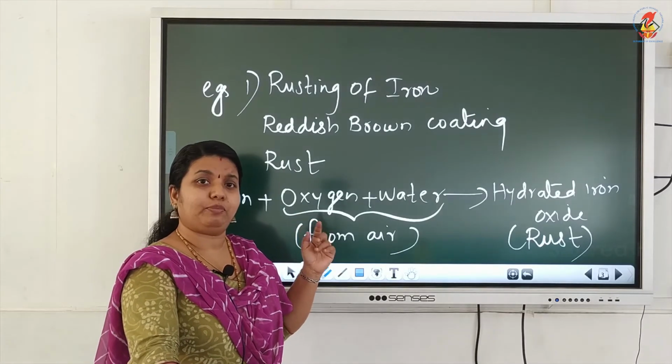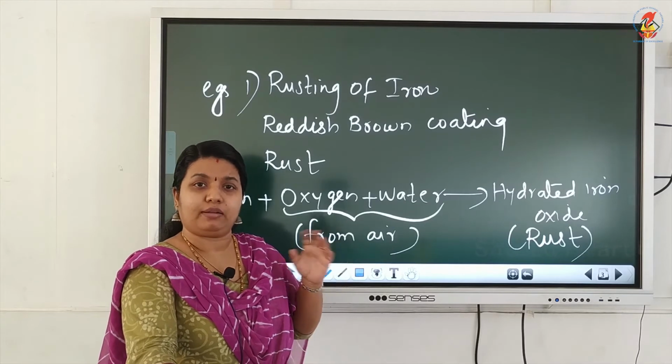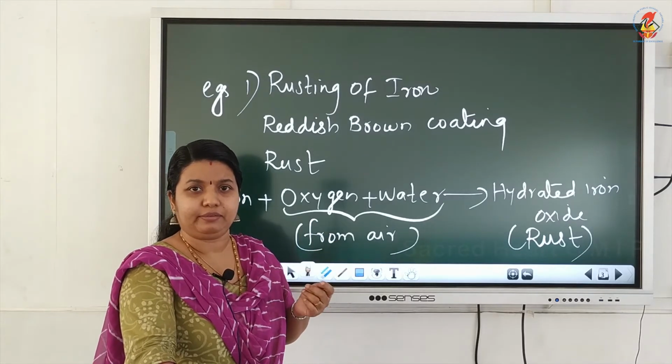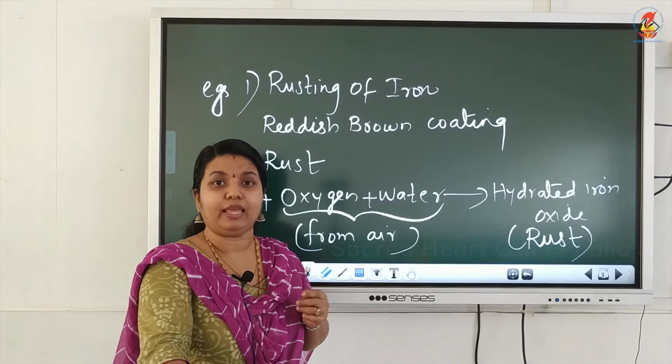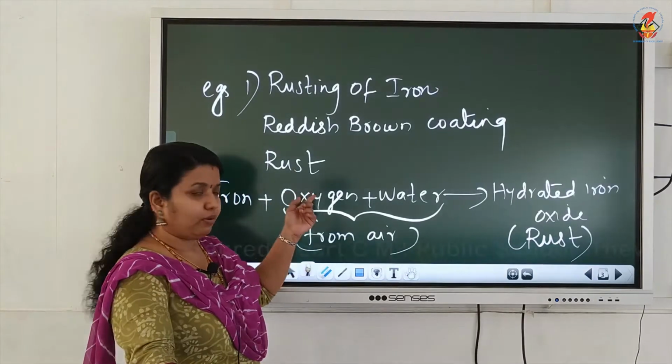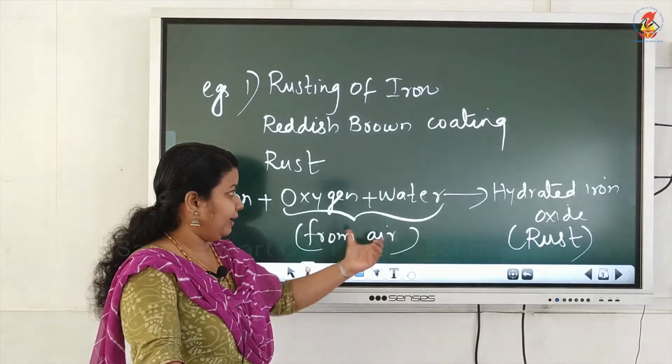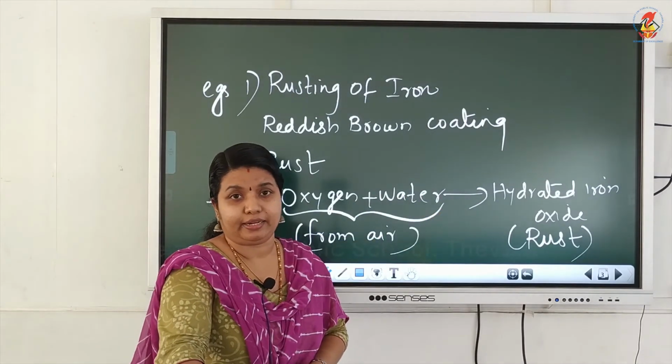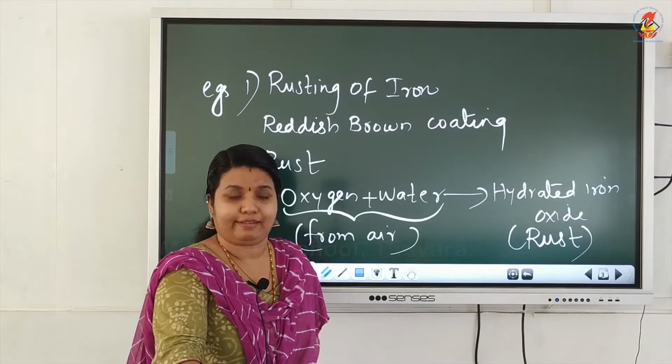So, rusting is formation of a reddish brown coating on the surface of objects made of iron when they are exposed to moist air for a long period of time. Equation is iron plus oxygen plus water, both from air. You get hydrated iron oxide, which is commonly known as rust.